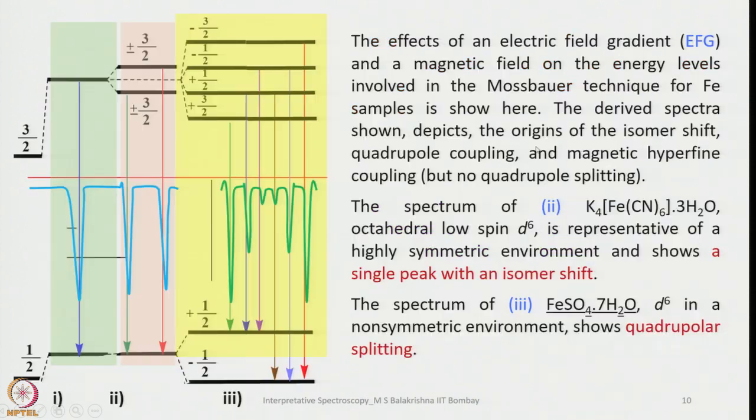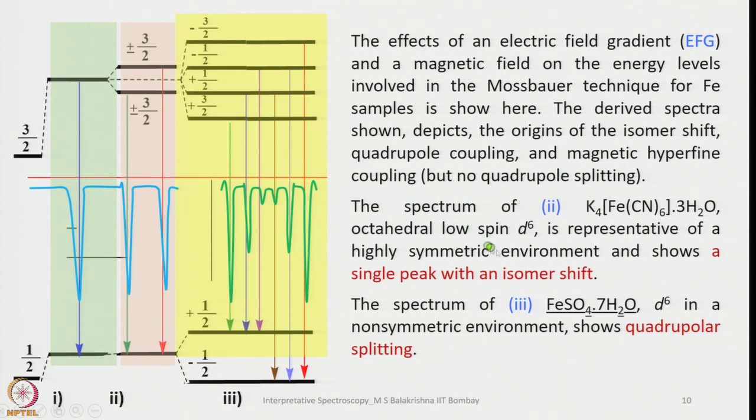And then we get the spectrum. Next, the effect of an electric field gradient, abbreviated as EFG. Later, if I say EFG, it should be understood as electric field gradient. The effect of an electric field gradient and a magnetic field on the energy levels involved in the Mössbauer technique for an iron sample is shown here. The derived spectra depict the origin of the isomer shift, quadrupole coupling and magnetic hyperfine coupling, but no quadrupole splitting.